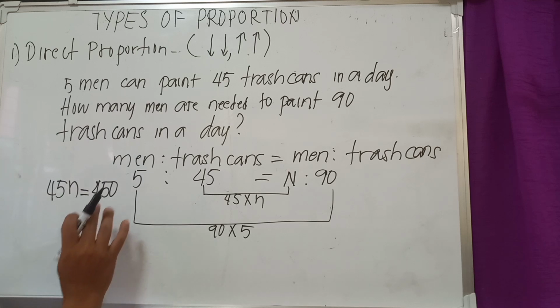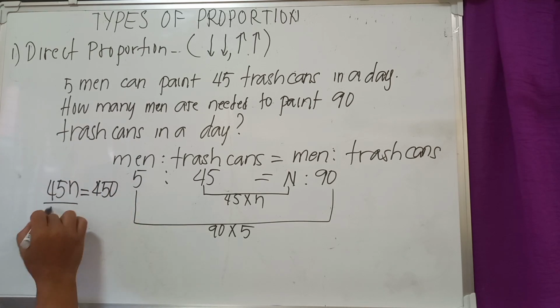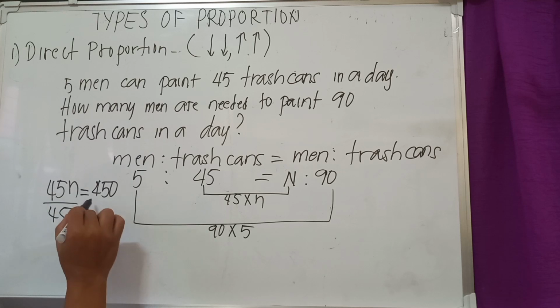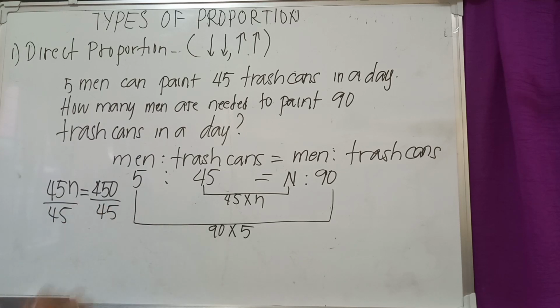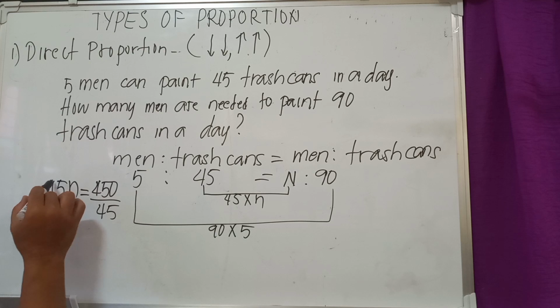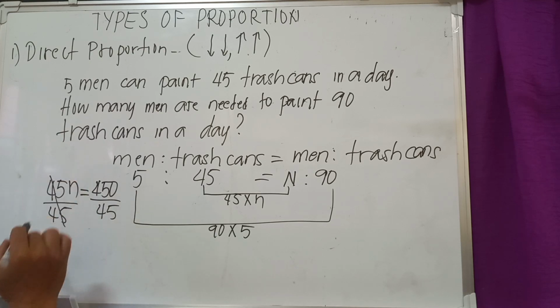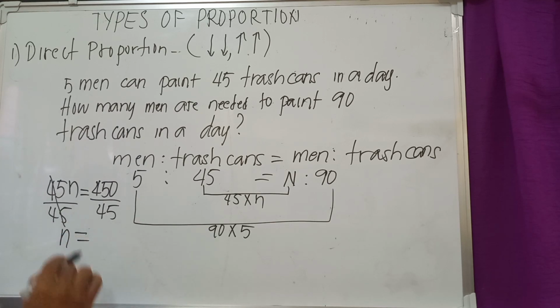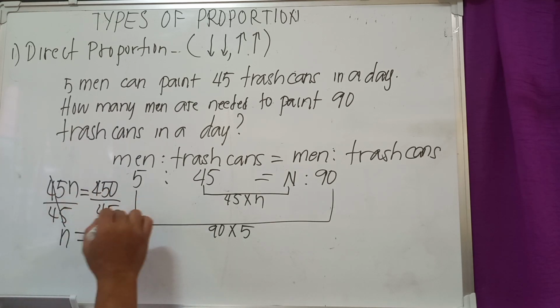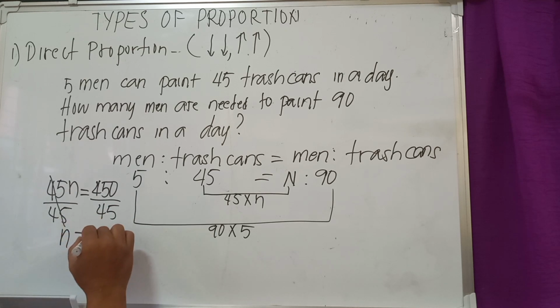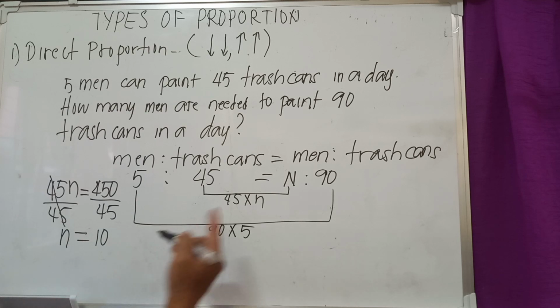So, let us divide both sides by 45. 45 divided by 45, cancel. That gives you 1. 1 times n is n equals 450 divided by 45 equals 10. Therefore, 10 men are needed to paint 90 trash cans.